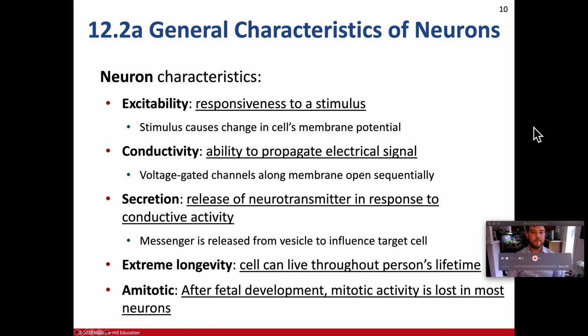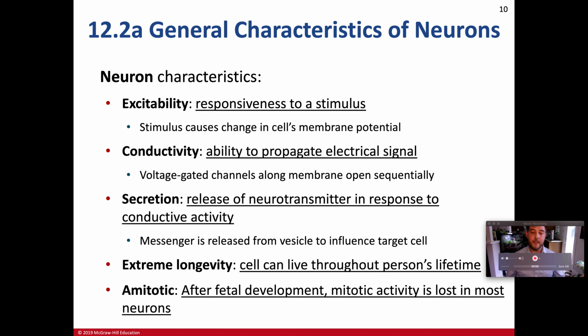Okay, so some characteristics of neurons. They experience excitability, which is the responsiveness to a stimulus. If they are stimulated, they will respond in some way, changing their cell potential. They also experience conductivity, the ability to propagate an electrical signal, with voltage-gated channels along the membrane opening sequentially. That conductivity is the action potential, the ability of neurons to send action potentials. This excitability right here is what we call a graded potential. So these are two different things.